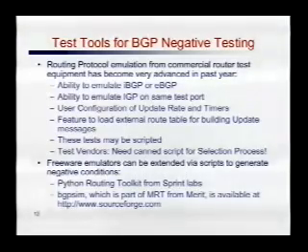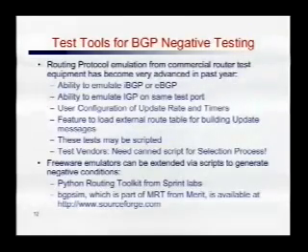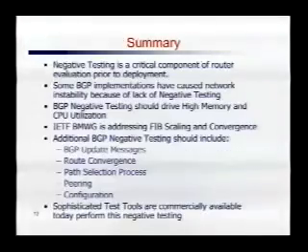In case you don't want to go the route of buying anything, there are a couple freeware tools out there. There's the Python routing toolkit from Sprint that you can use to emulate a large BGP topology and do some negative testing. And then there's BGP Sim from Merit that's now on SourceForge. So those are a couple low-cost alternatives you can use for your BGP negative testing.